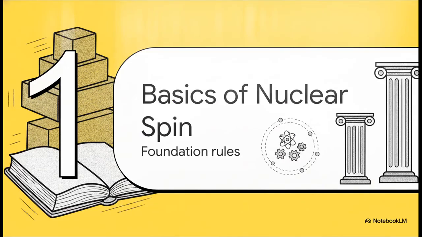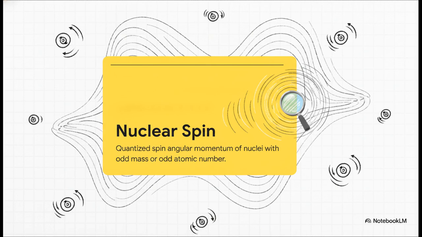All right, let's dive right into section 1, the basics of nuclear spin and our foundational rules. Okay, so to really grasp coupling, we first have to wrap our heads around nuclear spin. Basically, any atomic nucleus that possesses either an odd mass, an odd atomic number, or both, is going to have a quantized spin angular momentum. Put simply, these nuclei behave exactly as if they were tiny little spinning tops, and because they carry a charge, this spinning creates a tiny readable magnetic moment. It's like a micromagnetic environment that our NMR spectrometer can actually detect and measure.